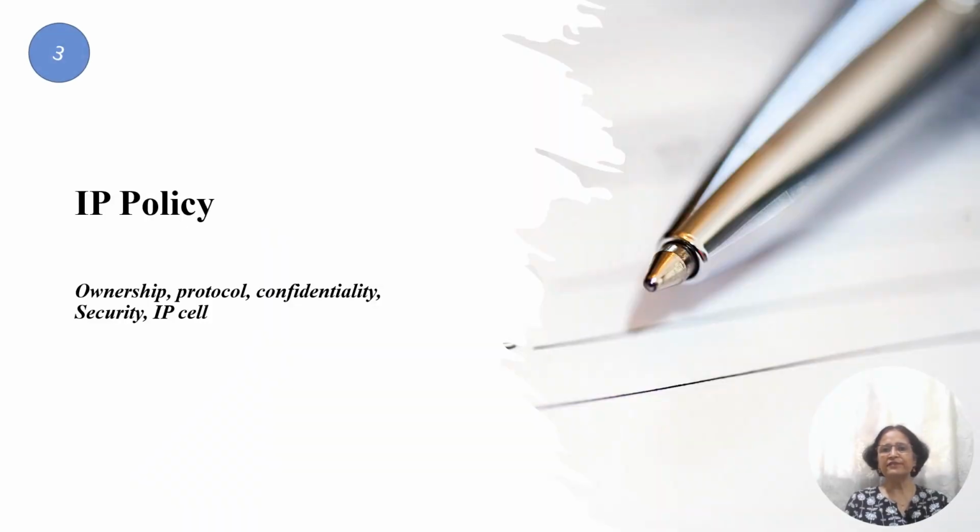The third way to safeguard your intellectual property and prevent IP leakage could be an IP policy. A detailed IP policy documenting the way you are going to handle intellectual property in your organization has to be there. And the IP policy should have clauses like ownership and the protocol that you are going to adopt, confidentiality of information, then security of intellectual property, and there has to be an IP cell that is capable of handling the matters related to intellectual property.